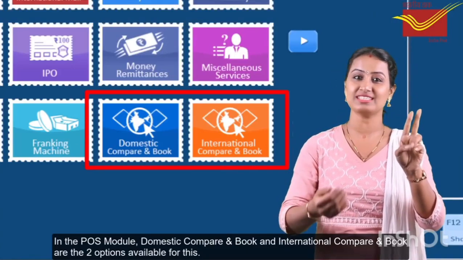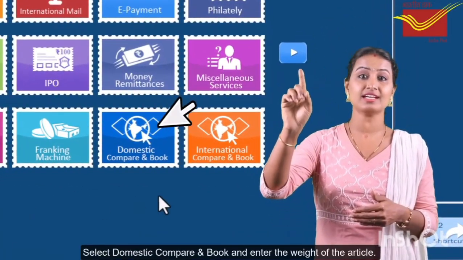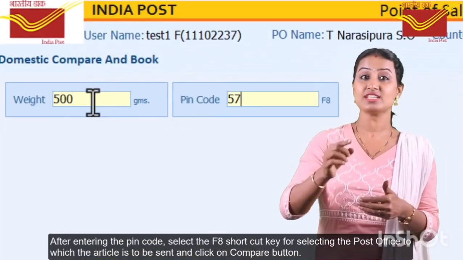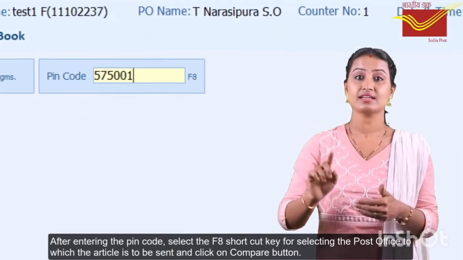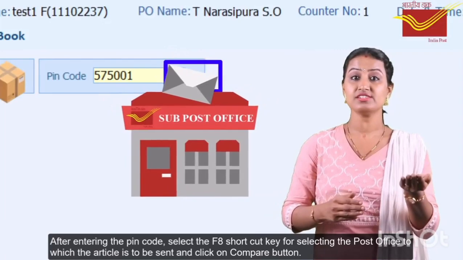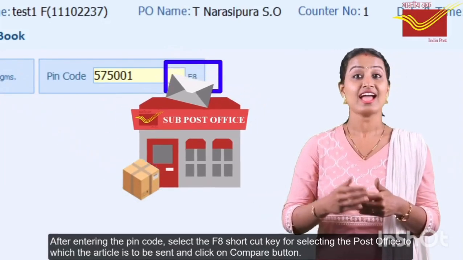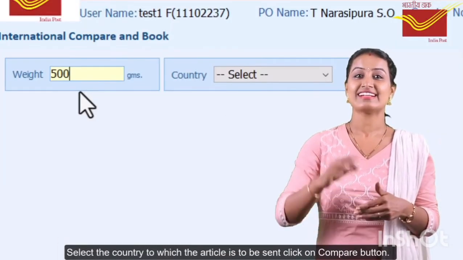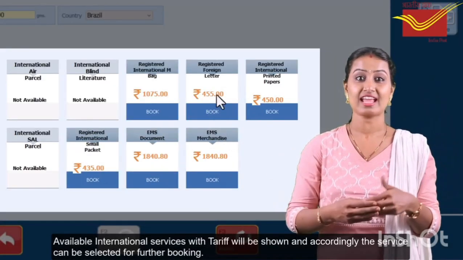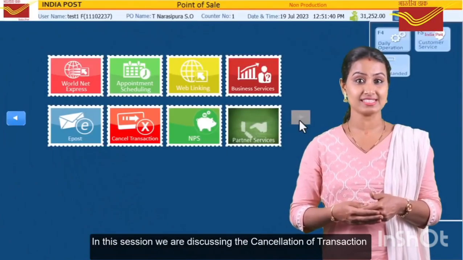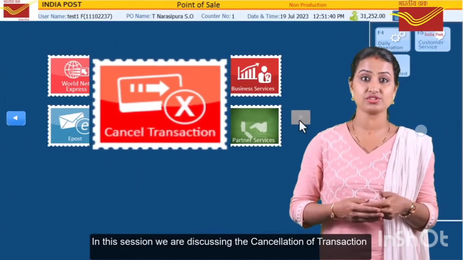In the POS module, domestic compare and book and international compare and book are the two options available for this. Select domestic compare and book and enter the weight of the article. After entering the PIN code, select the F8 shortcut key for selecting the post office to which the article is to be sent and click on can be selected for further book. Select the country to be shown and accordingly the service can be selected.